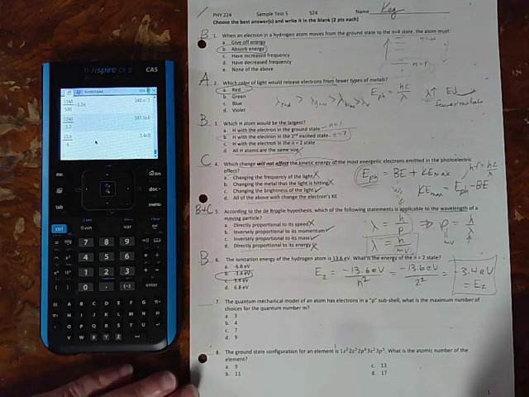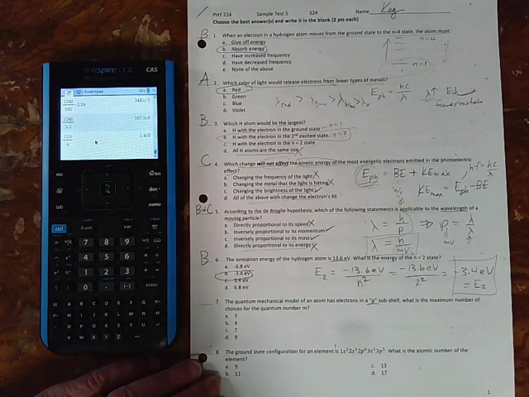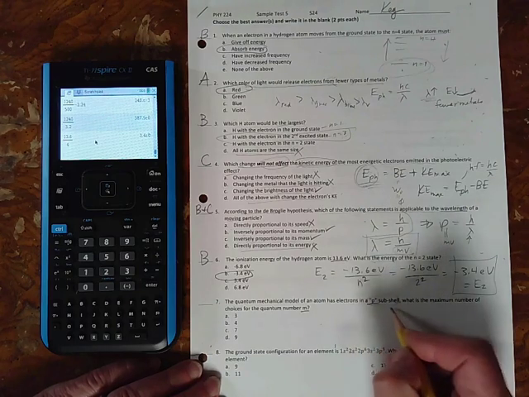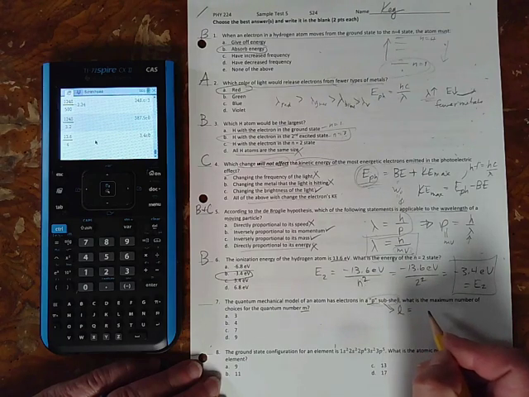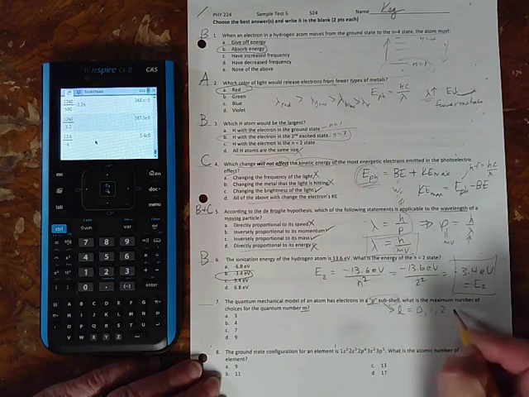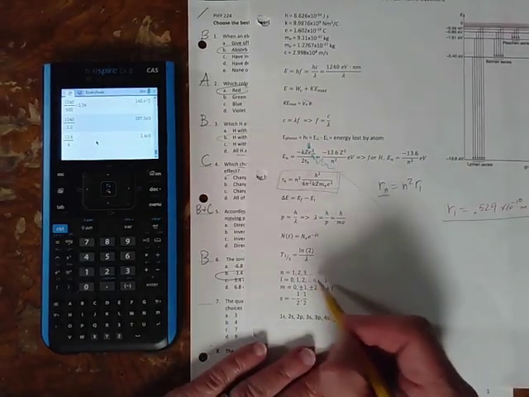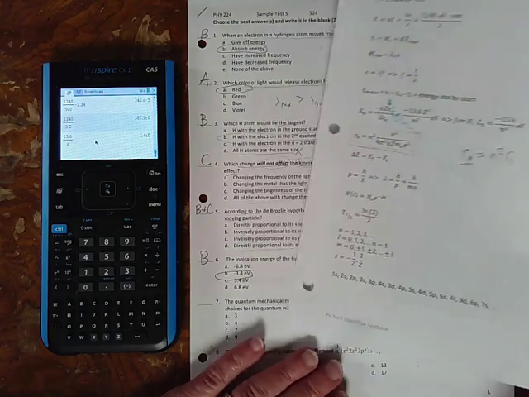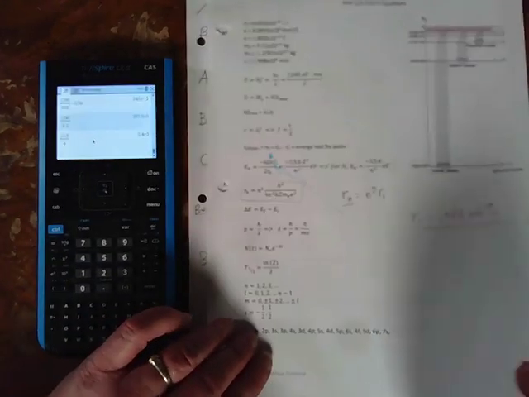The quantum mechanical model of an atom has electrons in a p subshell. What is the maximum number of choices for the quantum number m? So p, the letters tell us about the quantum number L, right? L can be 0, 1, 2, up to n minus 1. Just looking at our equation sheet to remember. So we have n, L can be up to here, and then m is 0, plus and minus 1, plus and minus 2, up to plus and minus L. That might be something good to put on your sheet too.